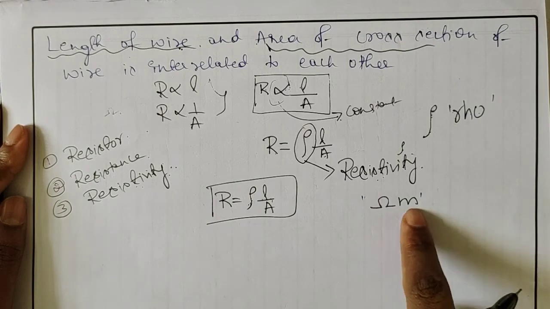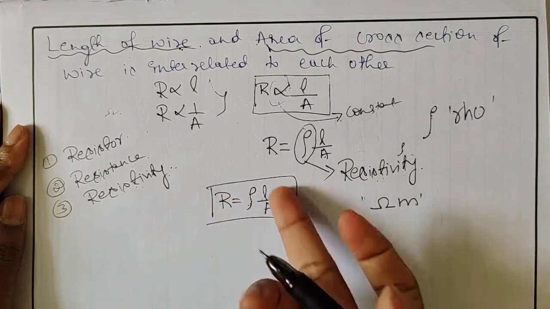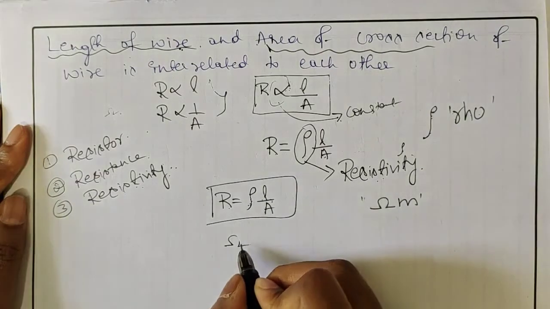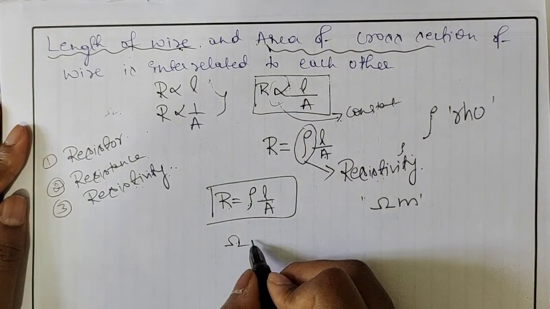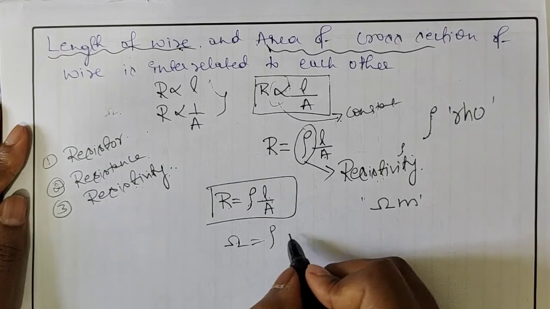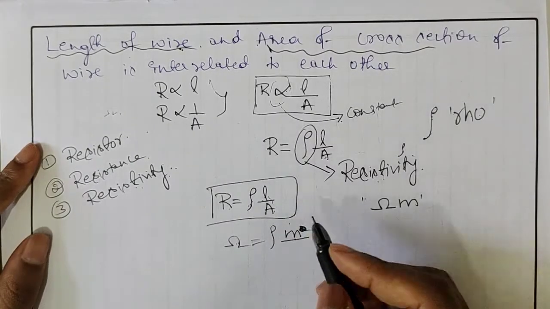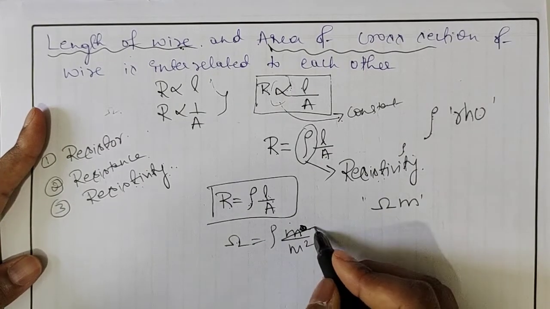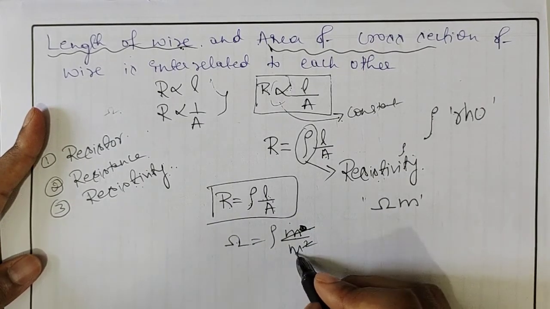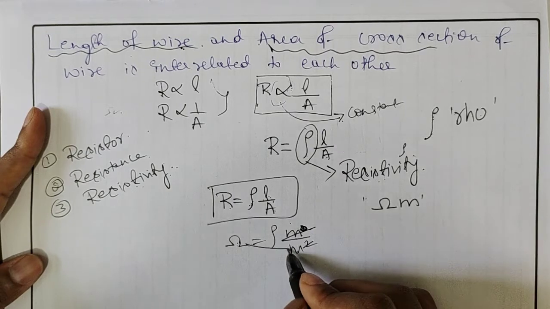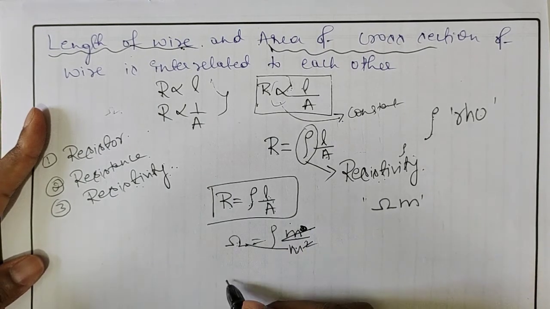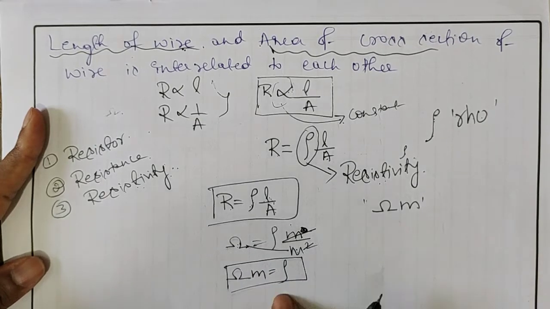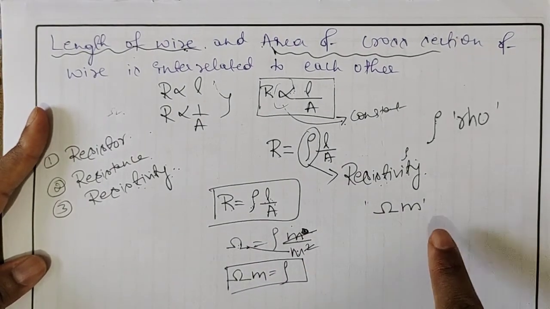Understood? Now how did we get ohm meter? This we can easily define with this expression. The SI unit of resistance is ohm. Now this one we need to find out. L is nothing but meter and area of cross section is meter square. Now I can cancel this meter with one of these. All I am left with is 1 ohm and 1 meter. If I cross multiply these two, what will I get? Ohm meter. So the SI unit of resistivity is nothing but ohm meter.